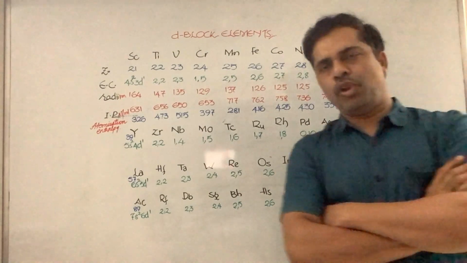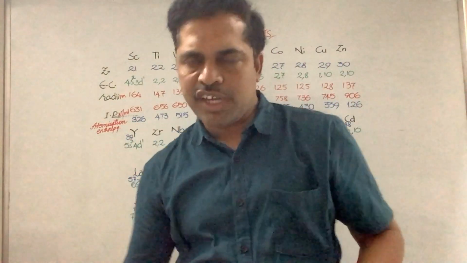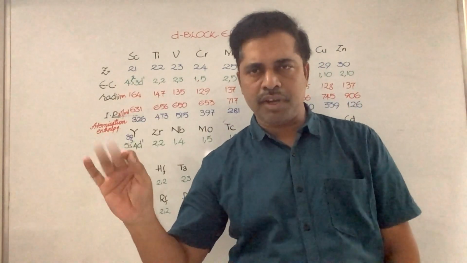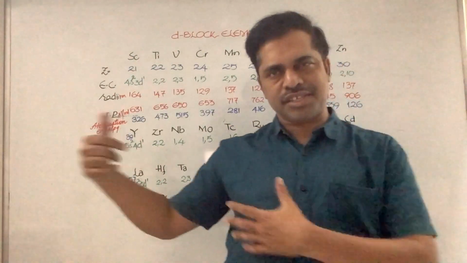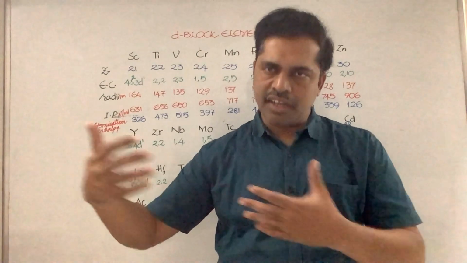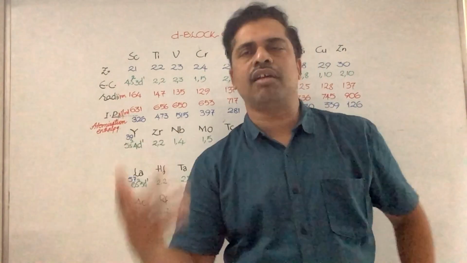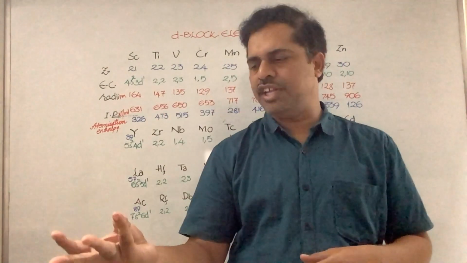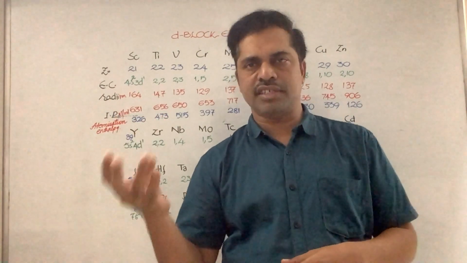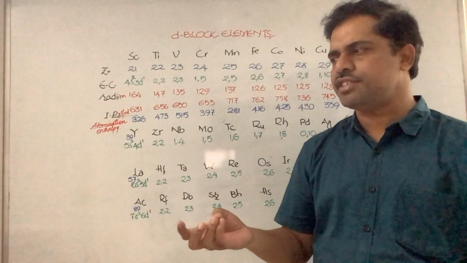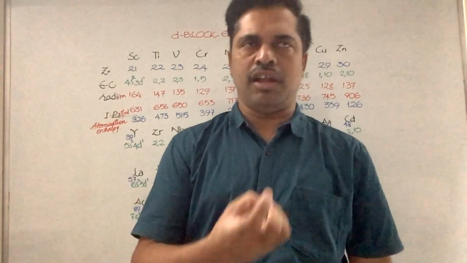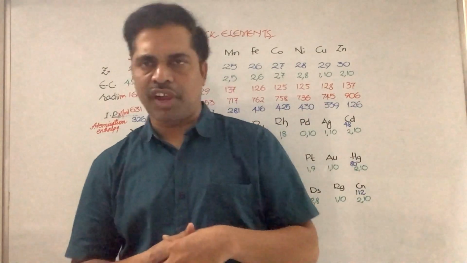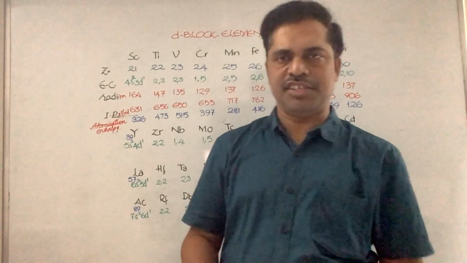First of all, D block elements means the elements in which the differentiating electron is entering into the D orbital. We have S orbitals, P orbitals, D orbitals, and F orbitals. If the differentiating electron, that means the last electron, the newly coming electron, is entering into the D orbital, they are called D block elements. So we have 3D series, 4D series, 5D series, and 6D series. The meaning of 3D series is the differentiating electron is entering into the 3D orbital. 4D series means the differentiating electron is entering into the 4D orbital. Similarly, if it is entering into the 5D orbital, 5D series, 6D orbital, 6D series.